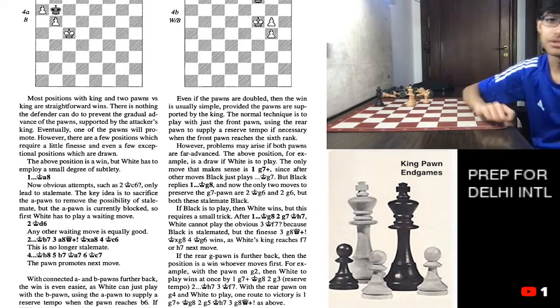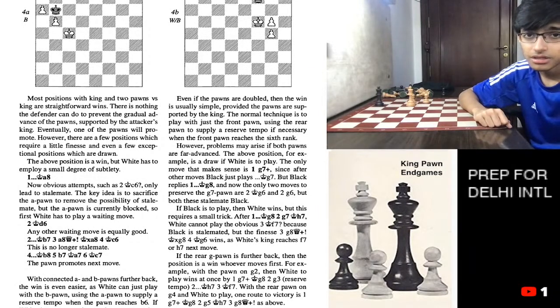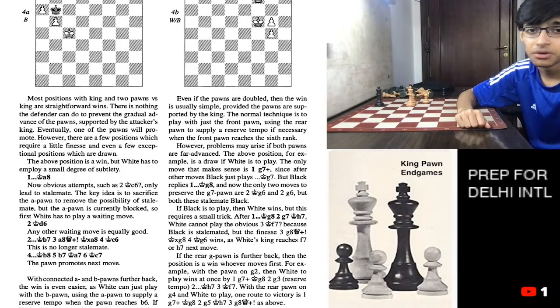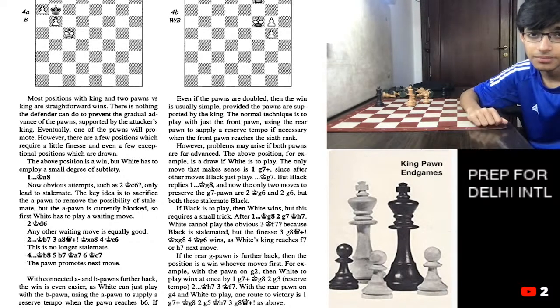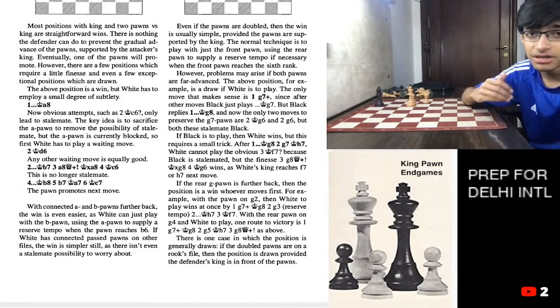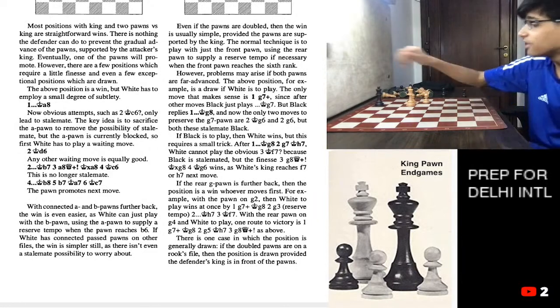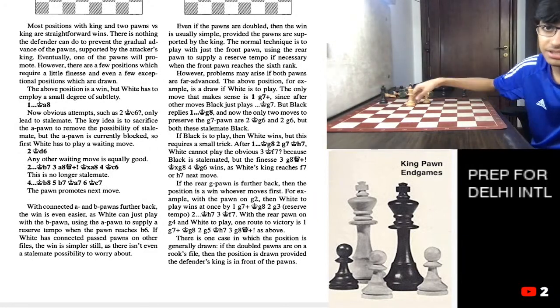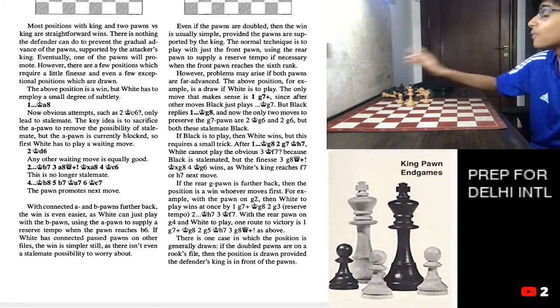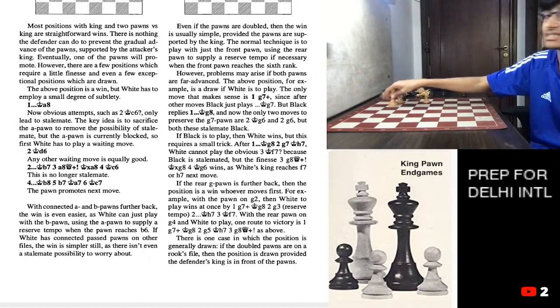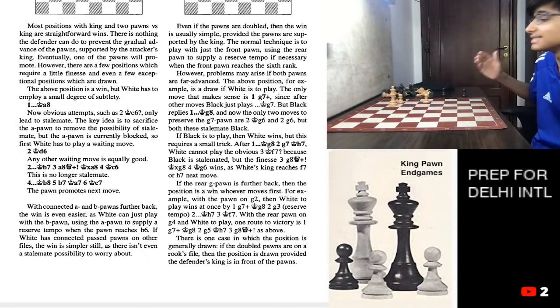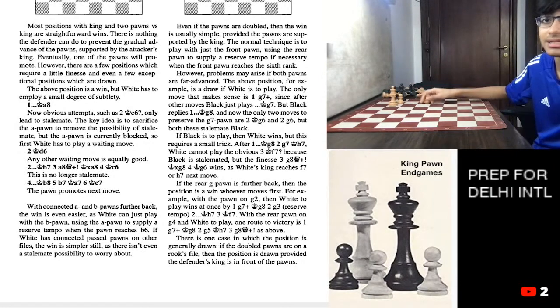Hence, in such a position, the problems arise if both pawns are far advanced, and the only move that makes sense, of course, g7 is not really working. If black is to play, however, then white wins, but this requires a small trick. After king g8, g7, king h7, white cannot go king f7 because this again is a stalemate, as the h6 square is guarded by the g5 pawn.